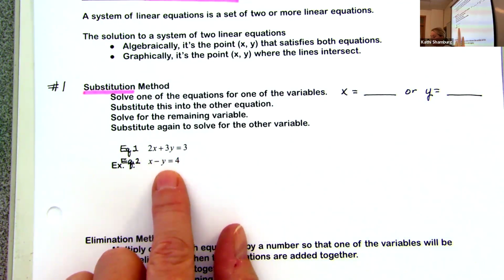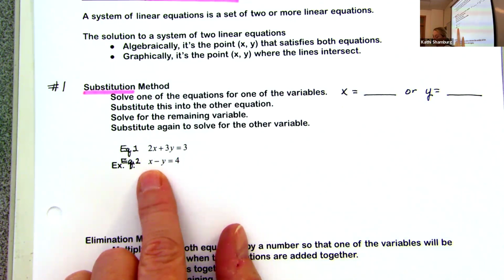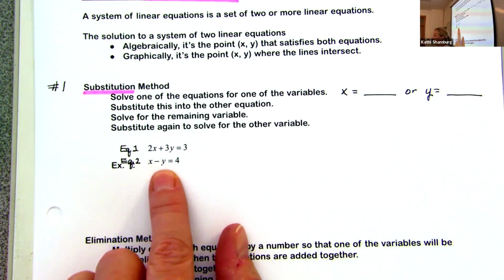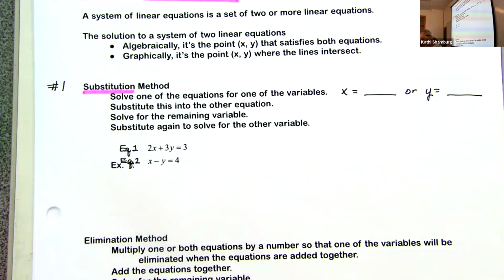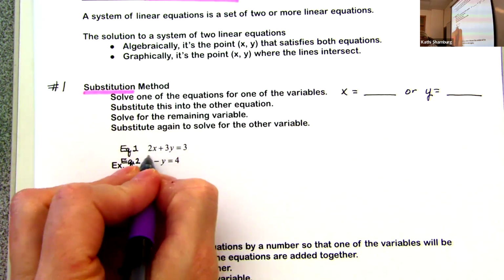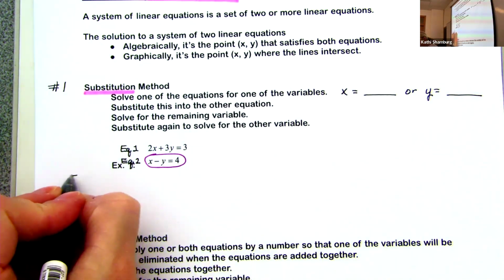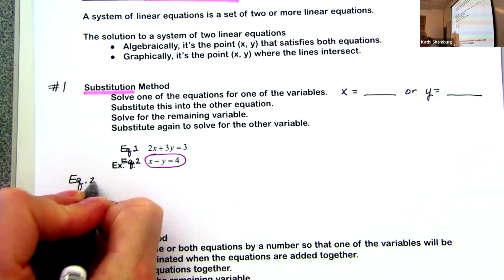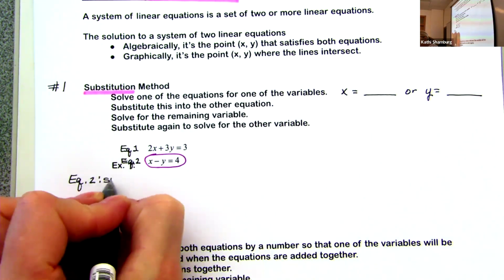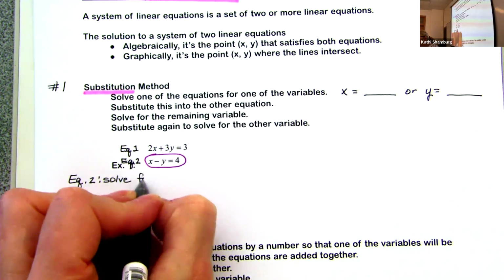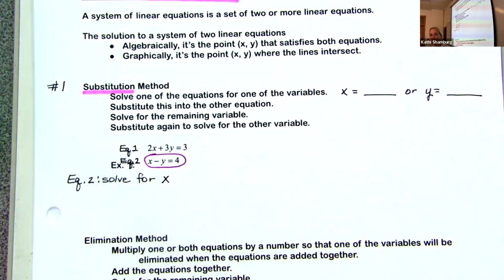I come down here to equation 2. This has a coefficient of positive 1, and this has a coefficient of negative 1. So they both have a coefficient of 1, it's just one of them is positive and one of them is negative. It's easier if you choose the one that's positive. Okay, so I'm going to choose this equation right here. So I am going to take equation 2 and we are going to solve that equation for X.